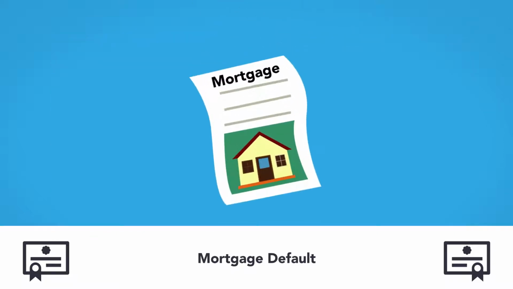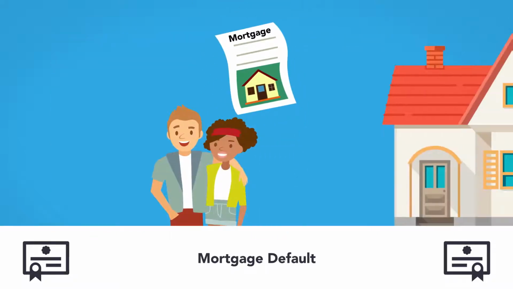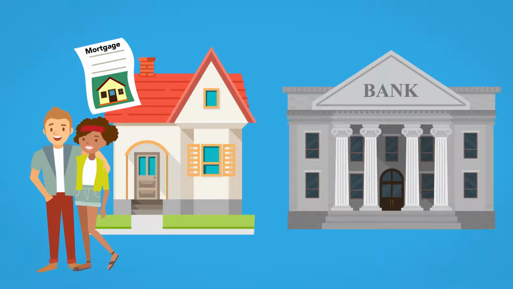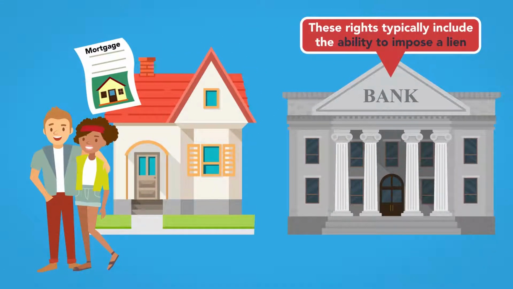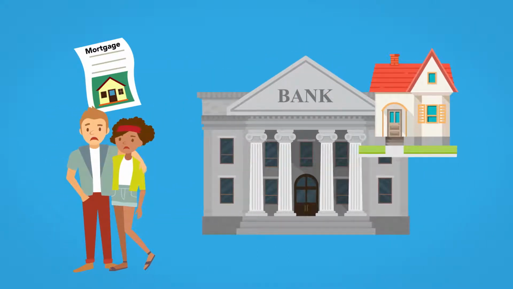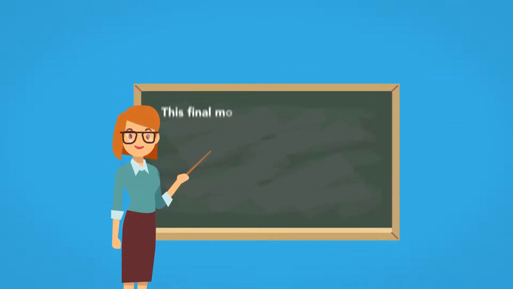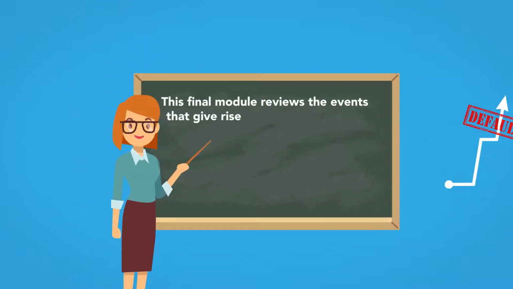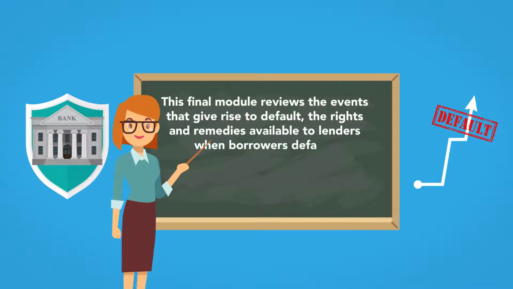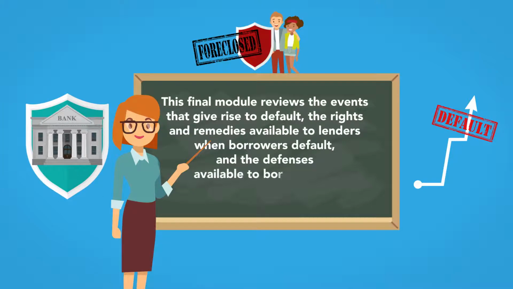Under a typical mortgage arrangement, the borrower has the right to live on the property used as security for the loan. However, the lender retains certain powers over the land. These rights typically include the ability to impose a lien or take possession of the property used to secure the mortgage in the event of a default. This final module reviews the events that give rise to default, the rights and remedies available to lenders when borrowers default, and the defenses available to borrowers in foreclosure.